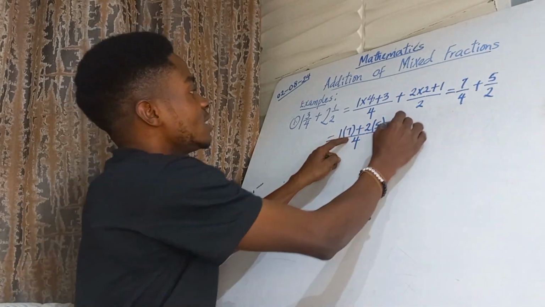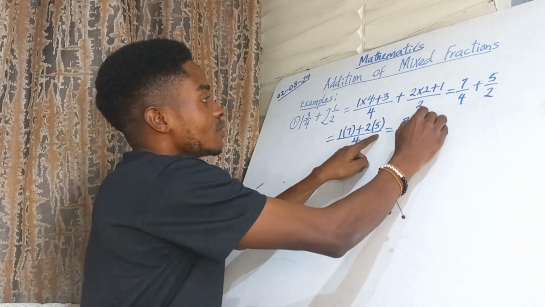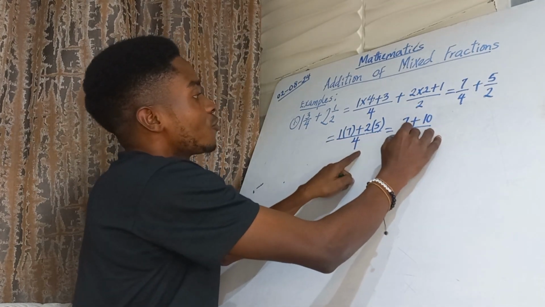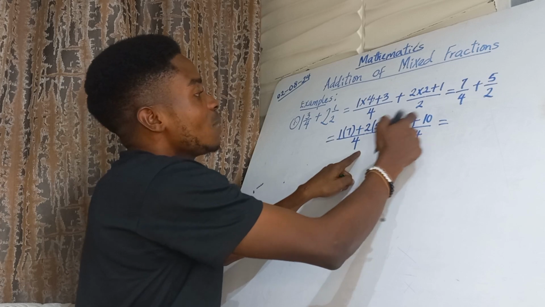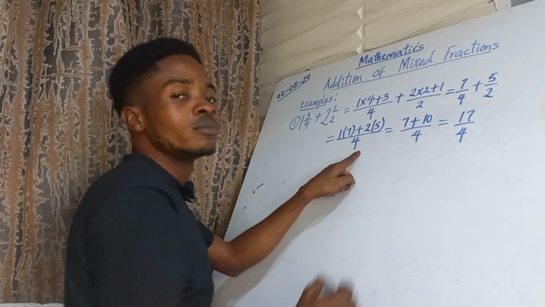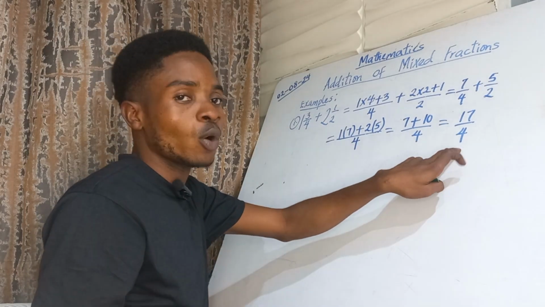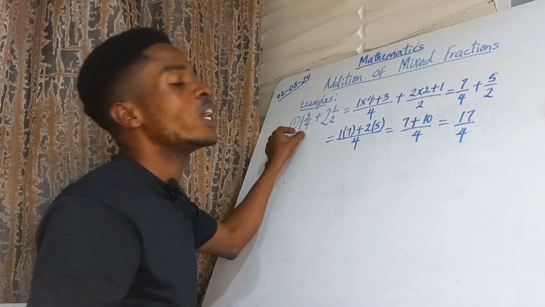1 times 7, 7 plus 2 times 5, 10, all over 4. Then 10 plus 7, that is 17 over 4. Do you get now? So you can either leave your answer this way or you convert it to a mixed fraction.